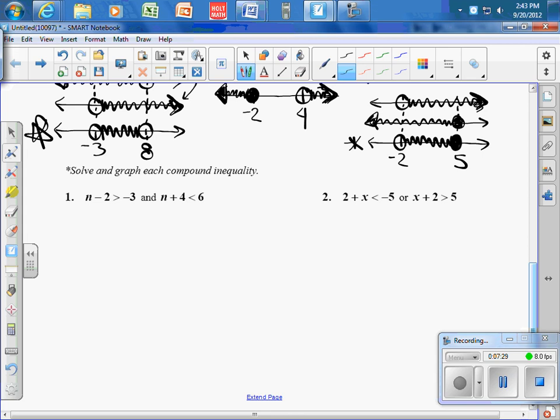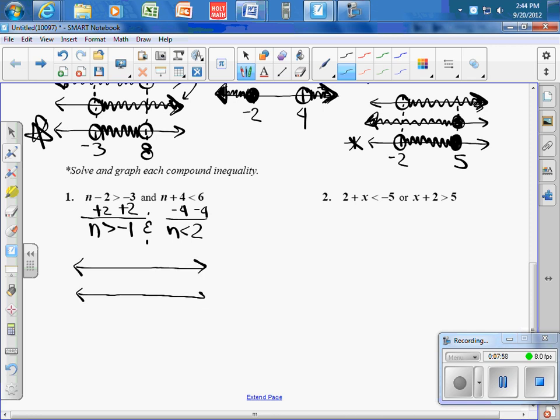In number 1 here at the bottom, what I'm going to need to do is take each of these and solve them. So I'm going to add 2 to both sides here, and I get n is greater than -1. Now this is a compound and. Subtract 4 from both sides here, and I get n is less than 2.